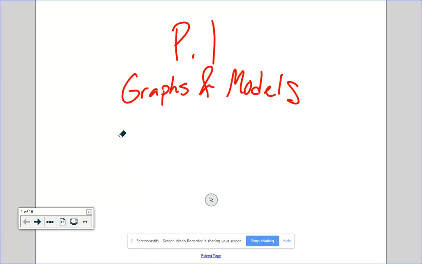So P1, graphs and models. Now we are into our review. We are starting with our review chapter. Certain sections will move faster than others. This one should go pretty quickly, and we'll work from there.